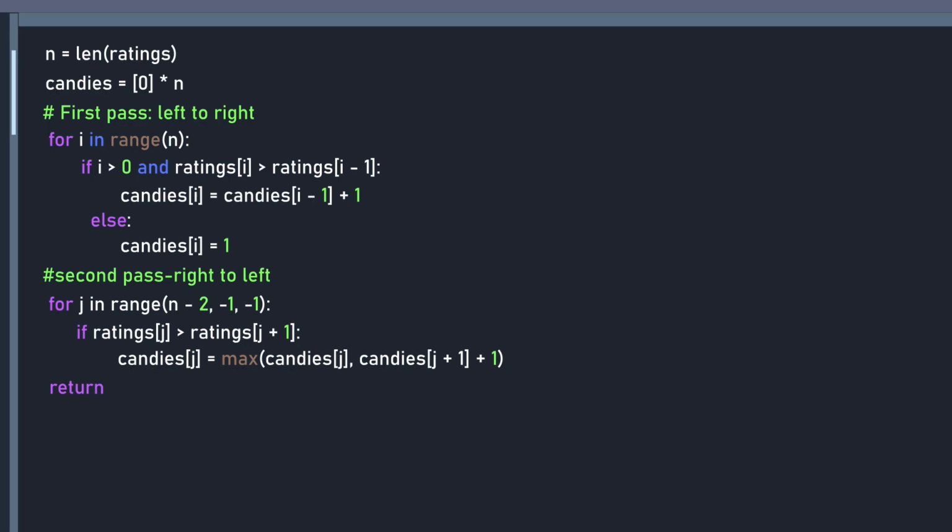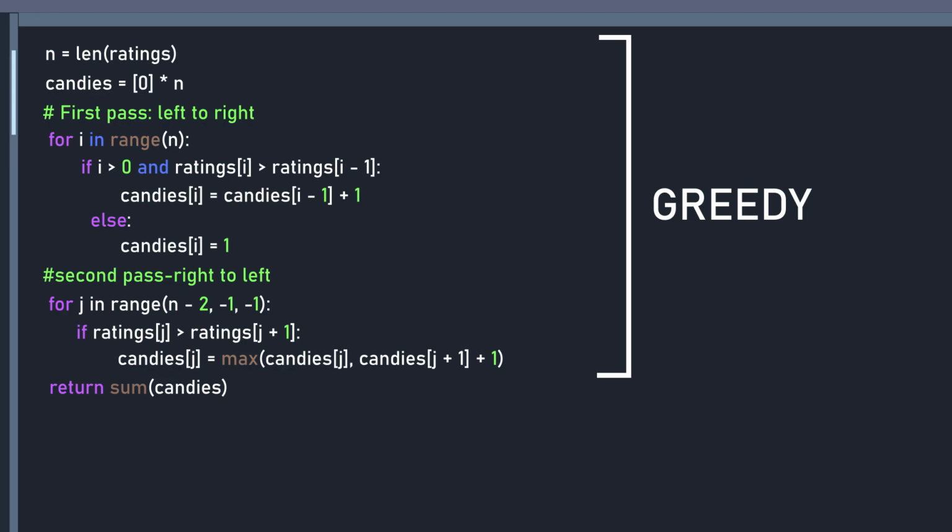At the end, the sum of candies is returned for the optimal distribution across all children. This algorithm may be thought of as greedy since this algorithm involves making the locally optimal choice at each stage with the plan of finding a global optimum after 2 passes.